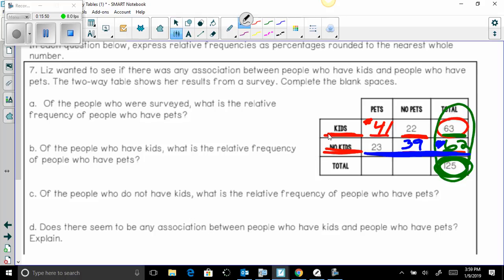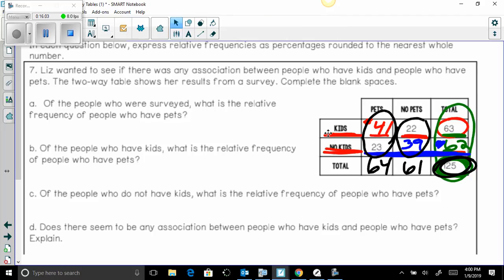Now I'm left with enough information to add that column, and I can add that column. This down here was really key to help me find out that second part. So let's go ahead and answer our question. Of the people who were surveyed, what is the relative frequency of people who have pets? So my pets column is right here. It is a column. So go down.